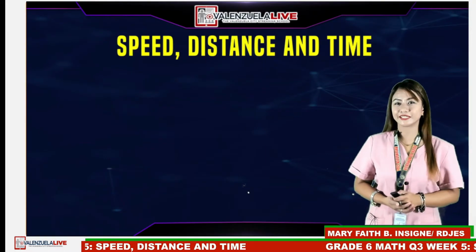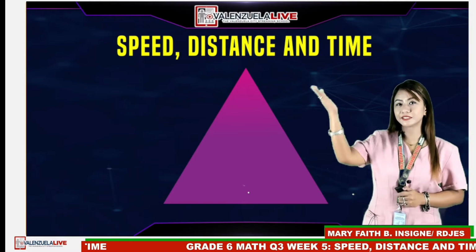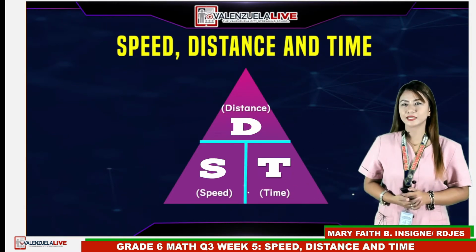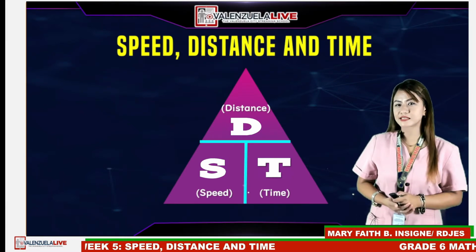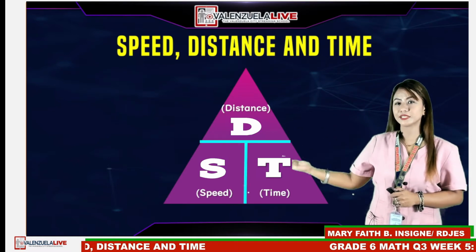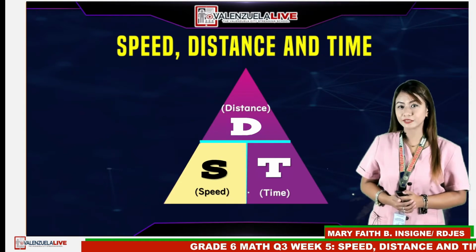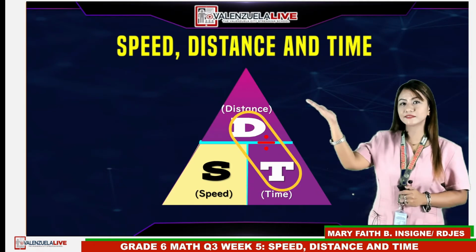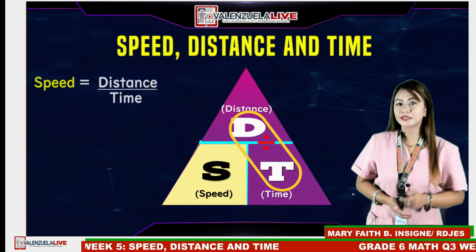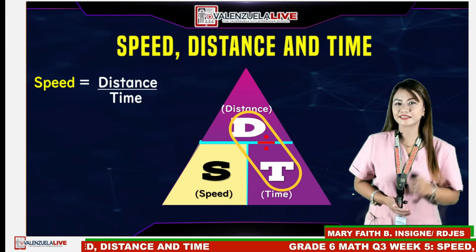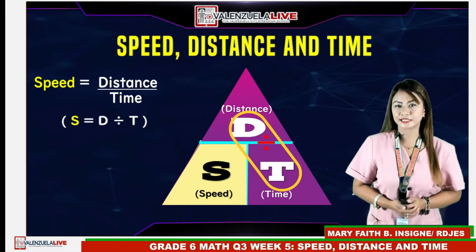Now, how to calculate speed? You can work this out or arrange the formula by using this formula triangle. It is an easy way to remember the formula. Distance is at the top of the triangle, and speed and time are at the bottom. If you cover the speed, we find that speed equals distance divided by time, or S equals D divided by T.